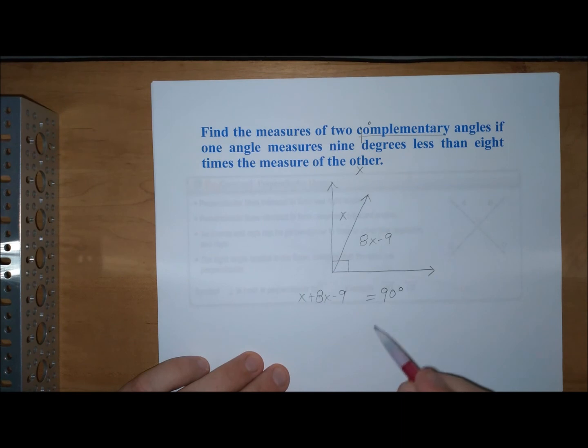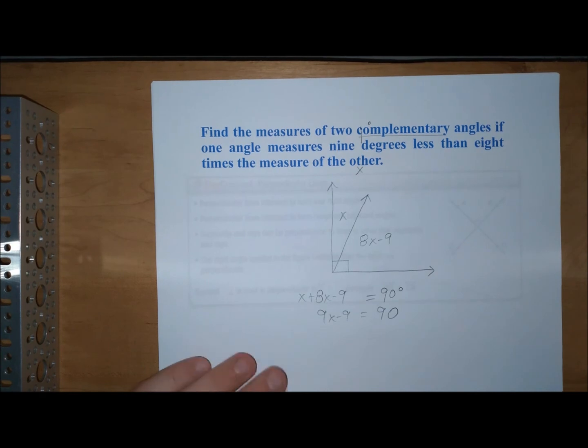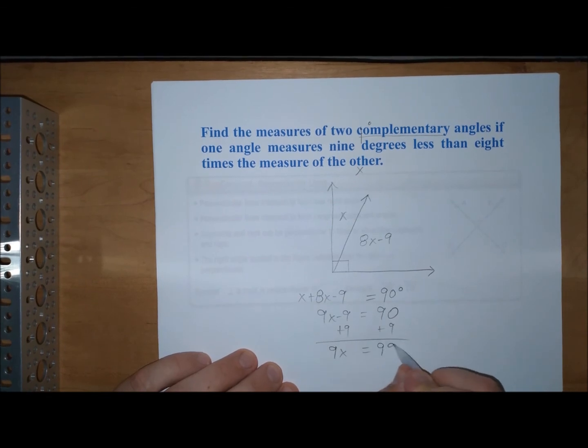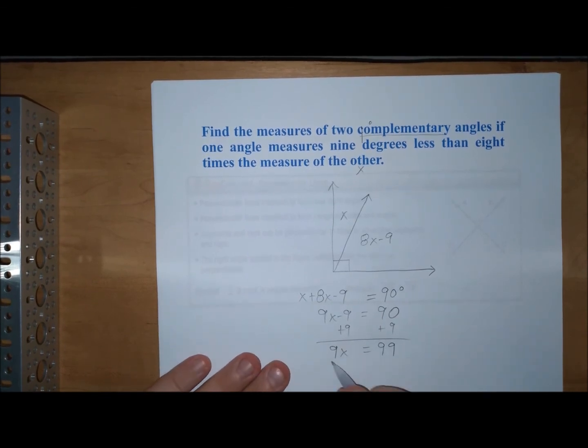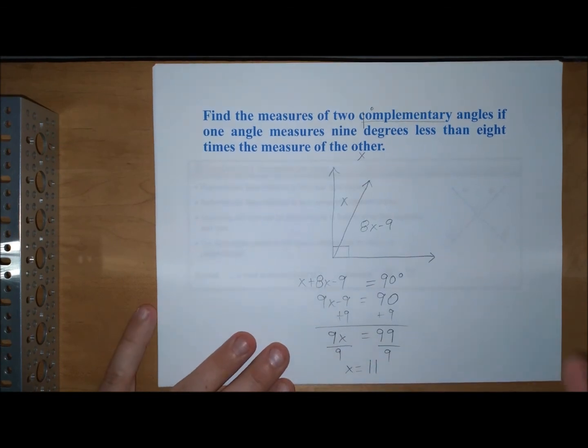Good. Combine my like terms here. I get 9x minus 9 equals 90. Okay. I'm going to add 9 to both sides. And I get 9x equals 99. And I'm going to divide both sides by 9. I'm going to get x equals 11. Can you guys still see that down there?